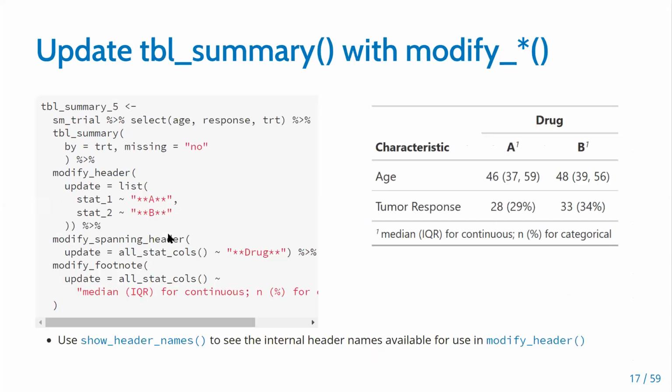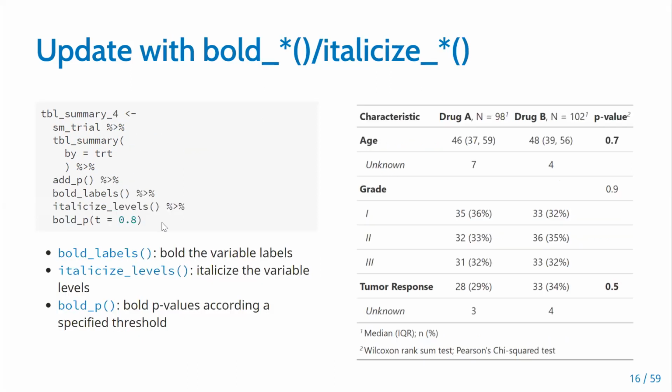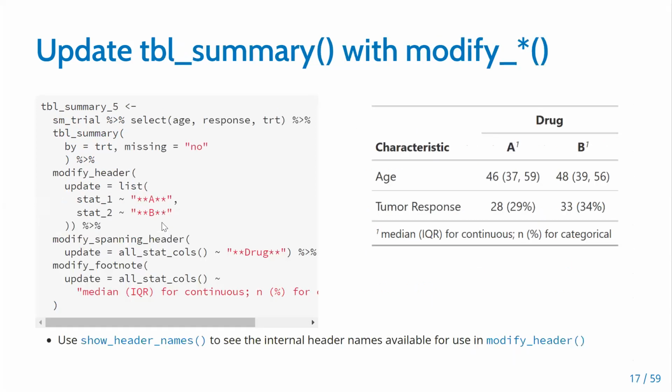And now we want to talk about these modify functions. Oh, before I move on, I want to mention that bold and italicized functions work not with just tbl_summary tables, they work with every single gtsummary table, just FYI. These modify functions are similar. These are general functions that work for every single gtsummary function.